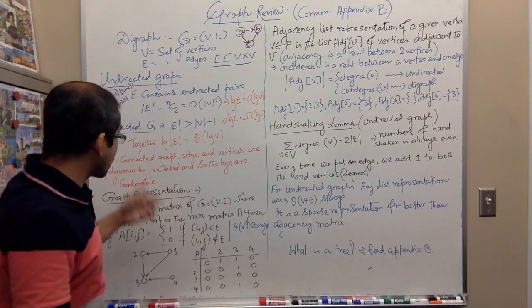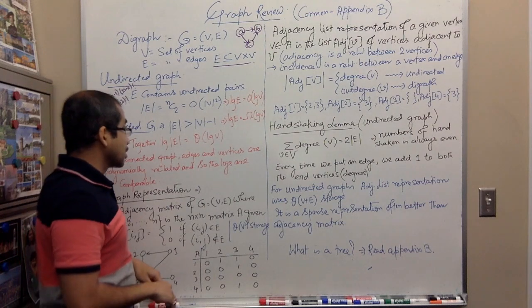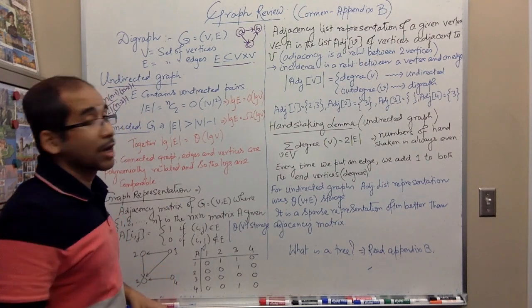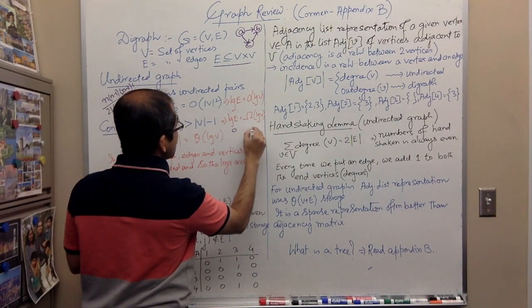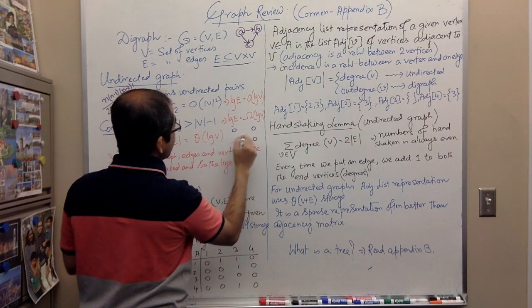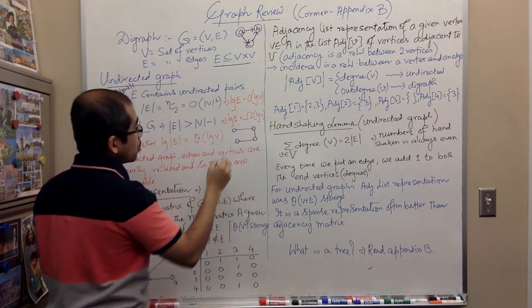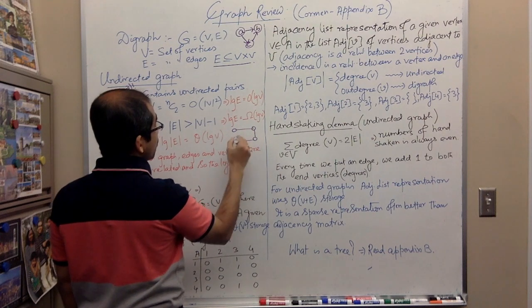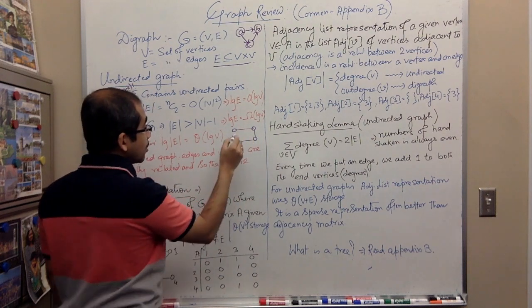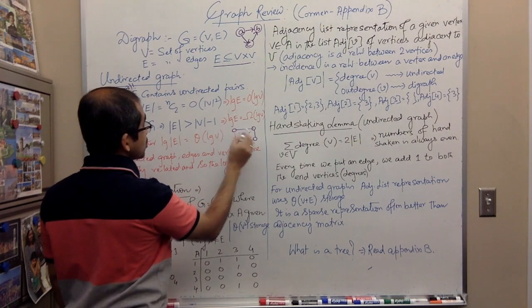If it's a connected graph, then the minimum size of mod E is V minus 1. Let me show you with an example. Suppose this is a connected graph, like this and this. You can reach from here to there, there to there, and any vertex to any vertex is reachable. But if this edge is removed, or this edge, or this edge, the graph is not connected.